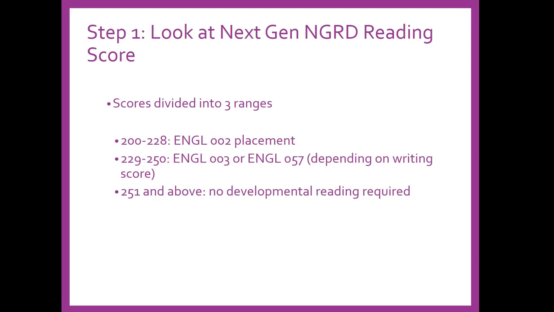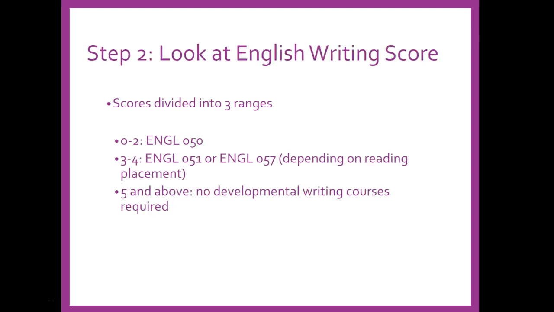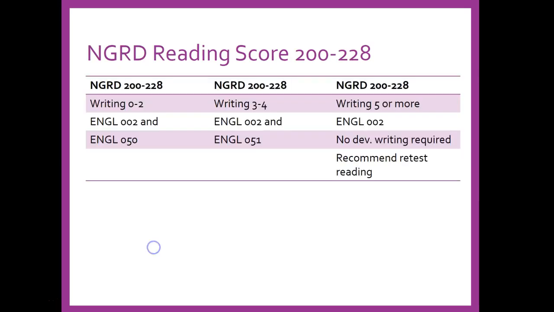Now the Next Generation reading score, reading placement test, is divided into 3 ranges. 200 to 228 will indicate an English 002 placement, 229 to 250 an English 003 or 057, depending on their writing score, and 251 and above, no developmental reading is required. Then you look at the writing score. They're also divided into 3 ranges. 0 to 2 is English 050, 3 and 4 is English 051 or 057, depending on their reading placement, and 5 and above, no developmental writing courses required.